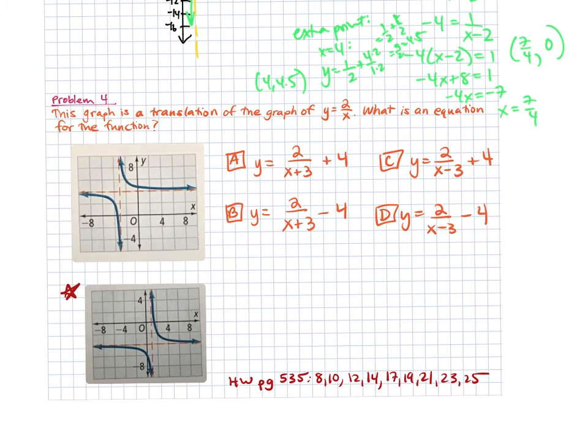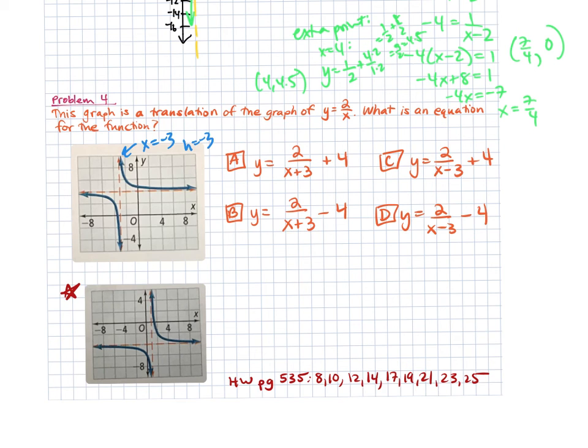Last one, problem 4. This graph is a translation of this graph. What is the equation of the function? So let's see. This graph is going to look something like here. You can see we're going to follow the vertical and the horizontal asymptotes, because the parent function would be right down the middle. So we can see this moved left. Each of these is 2. So 2, 3. So negative 3 is my vertical asymptote. And that means h is negative 3.